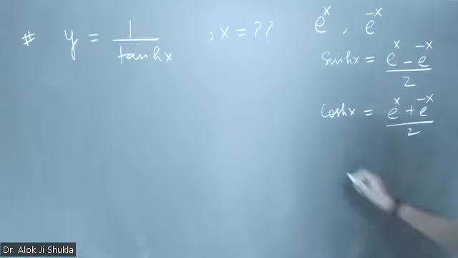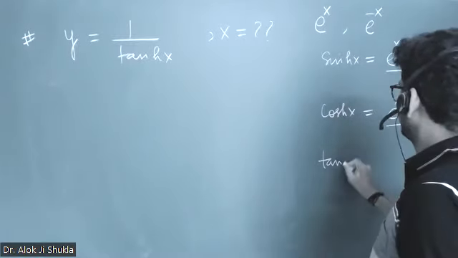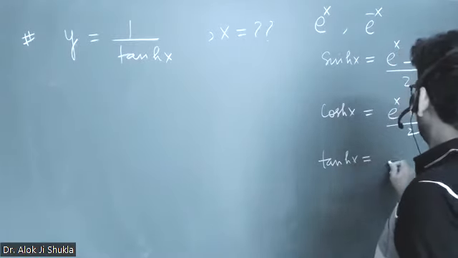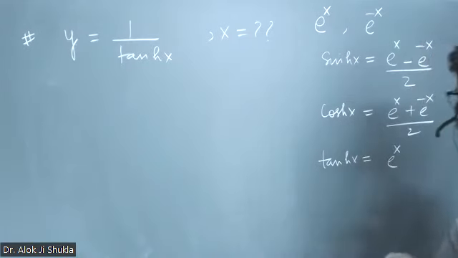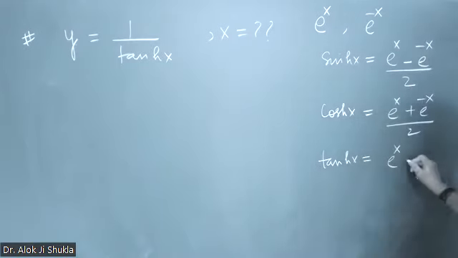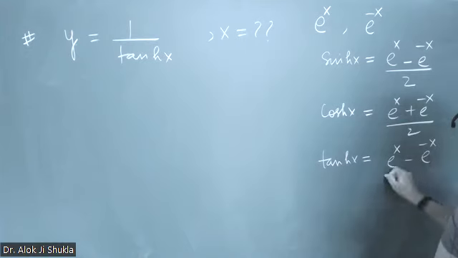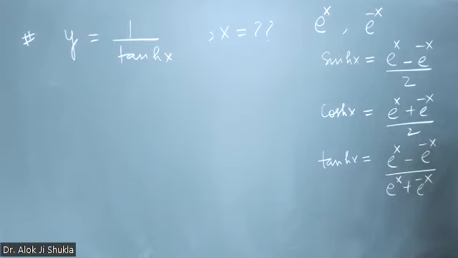Yes, sir. And if I write tan hyperbolic x, it will be e to the power x minus e to the power minus x upon e to the power x plus e to the power minus x. So these three are actually infinite series. If you open the exponential series, you will get infinite series. These infinite series are known as sine hyperbolic x, cos hyperbolic x, and tan hyperbolic x.